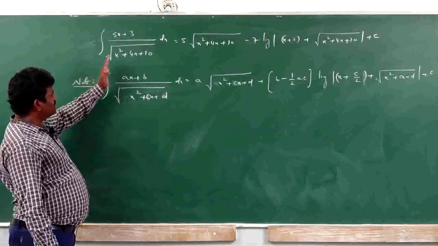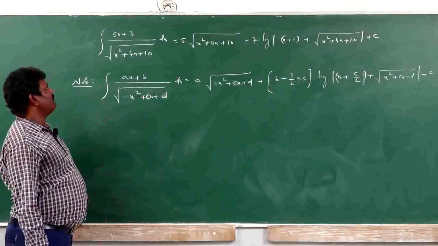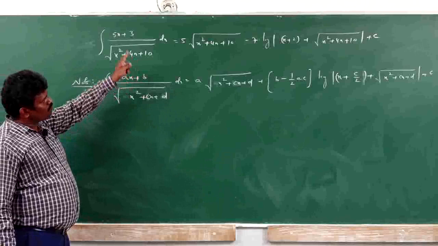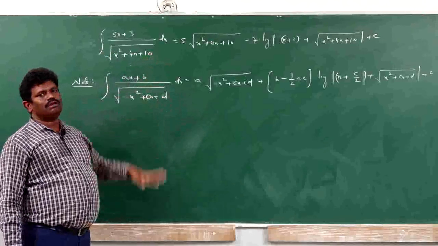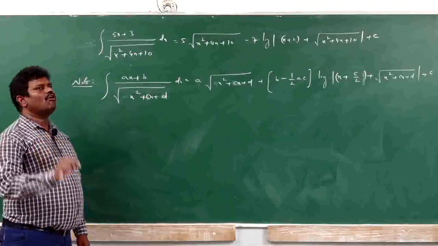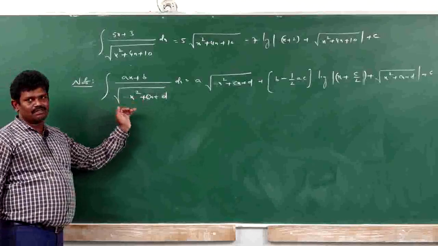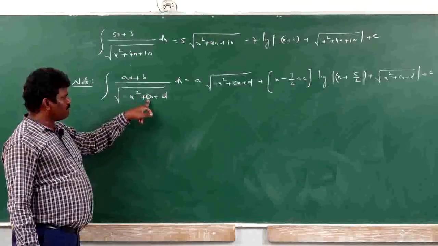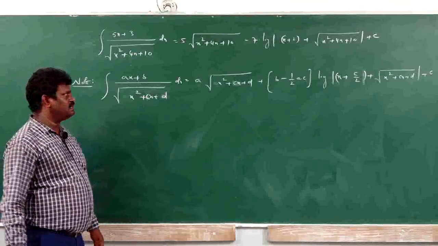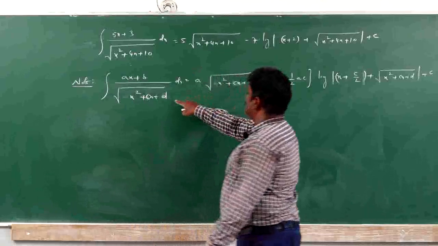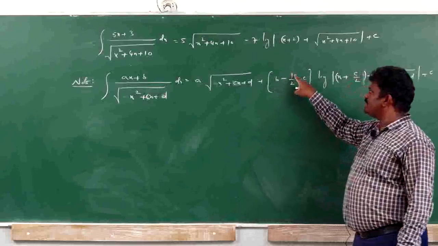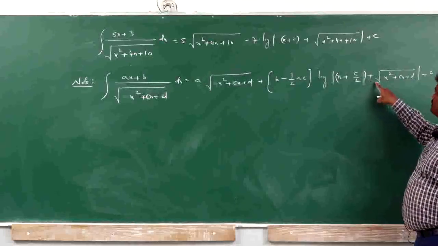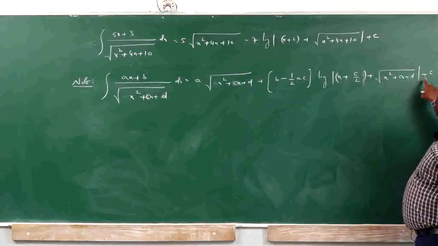The 23rd question we explained, this type of model: integral of (5x plus 3) by square root of x square plus 4x plus 10 dx. If you want to find the solution, it is a lengthy process. Otherwise, in any competitive exam, we just remember this standard result. Integral of (ax plus b) by square root of (x square plus cx plus d) dx is a times square root of that quadratic plus (b minus a c by 2) times log of (x plus c by 2 plus square root of x square plus cx plus d) plus c.